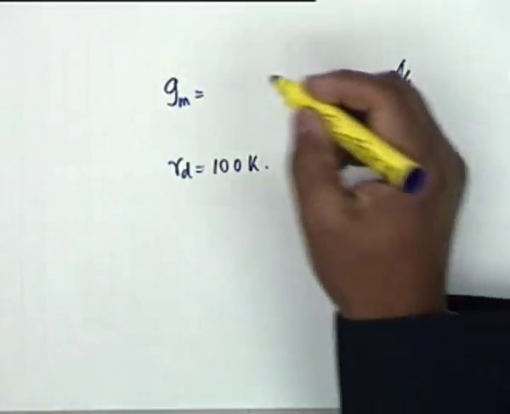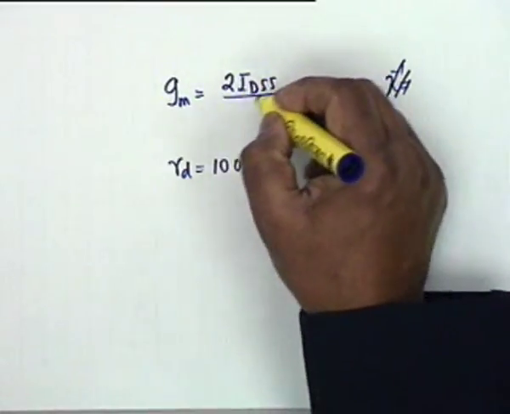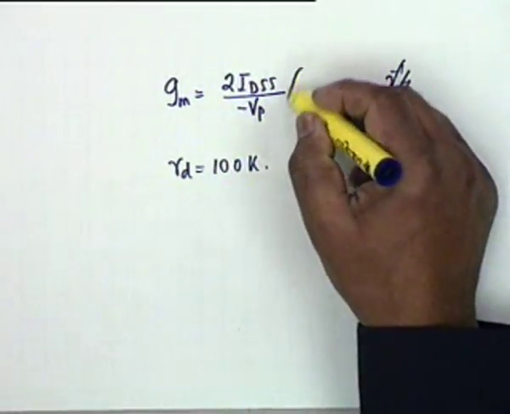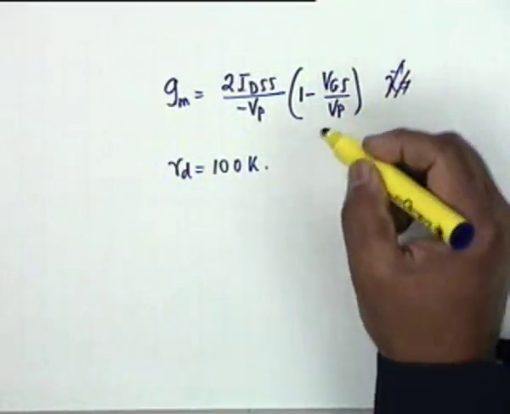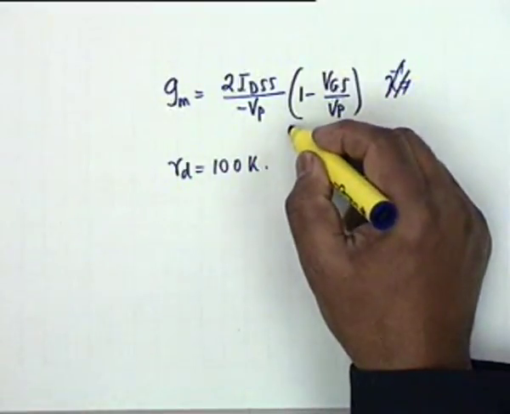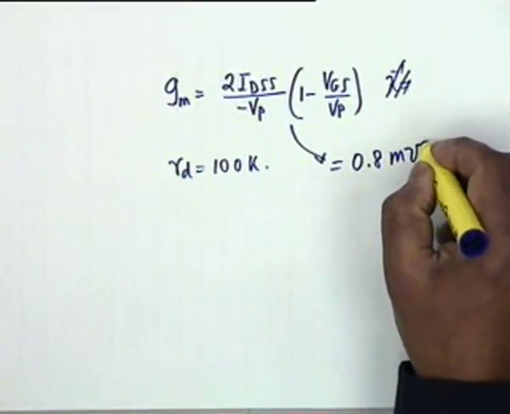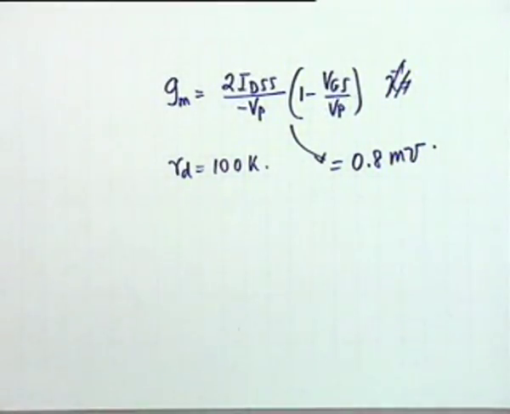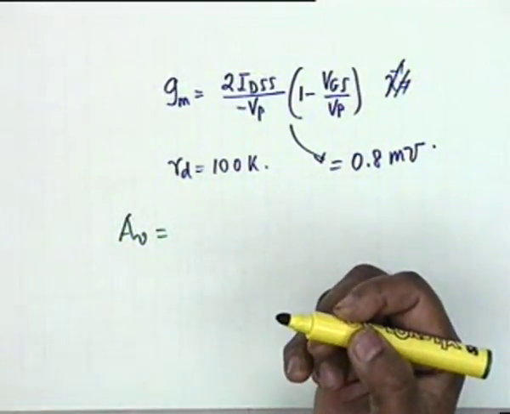How do you find GM? GM is twice IDSS divided by minus VP, then 1 minus VGS upon VP. Everything is known, you can substitute the values and get GM as equal to 0.8 millimole. Be careful in this calculation. And then once you have found this out, the other things are simply putting down in the formula or just looking at the circuit. You can write down the equation by looking at the circuit.